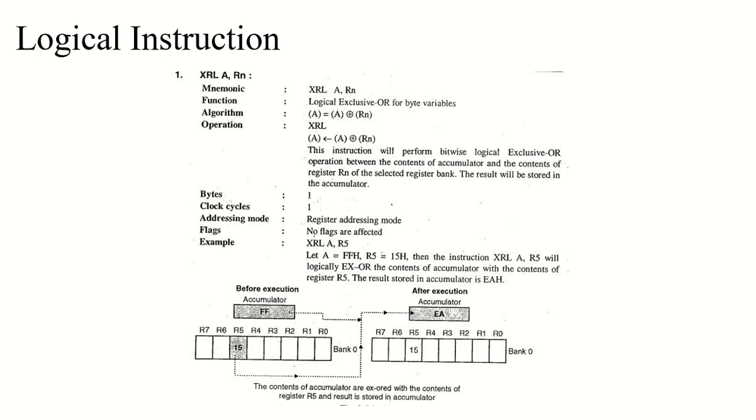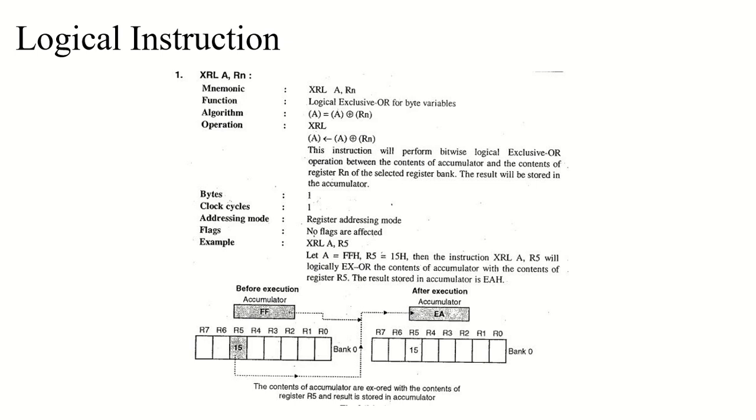and the content of the accumulator will be lost, because the output is getting stored in the accumulator. So the output of the XOR operation between 15 and FF will be EAH, and this EAH is getting stored in the accumulator, and the content of R5 will remain as it was previously.